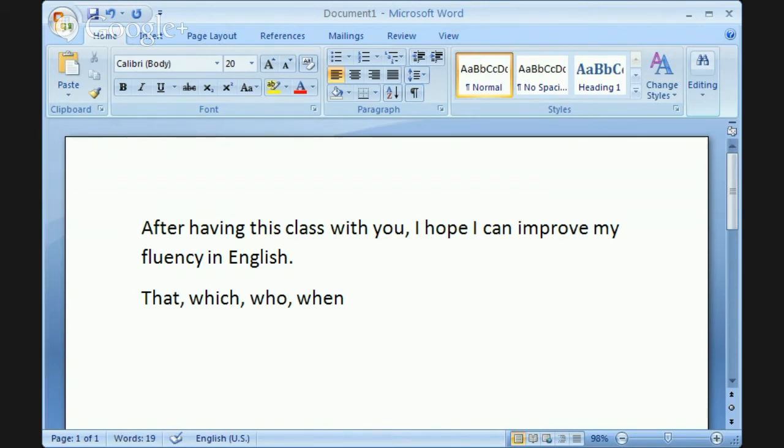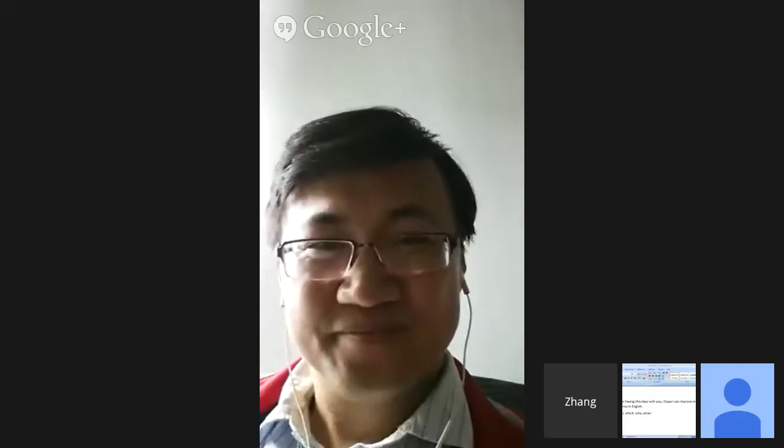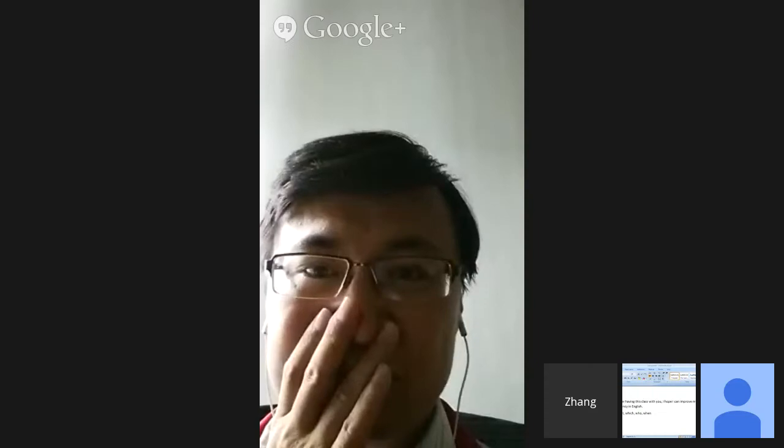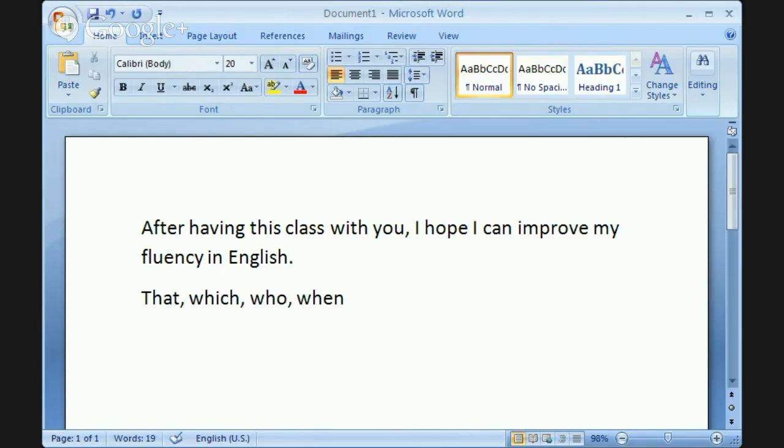Zhang, for example, the car, which I sold to the man, is a piece of junk. All right, the car is a piece of junk is my essential information, is my independent clause. Which I sold to the man is a relative clause. I don't really need it, but it's extra information I want you to know. Okay, I'm making a complex sentence by using a relative pronoun and a relative clause.